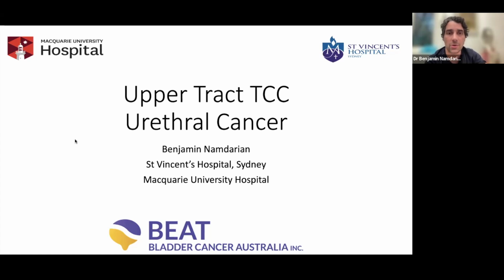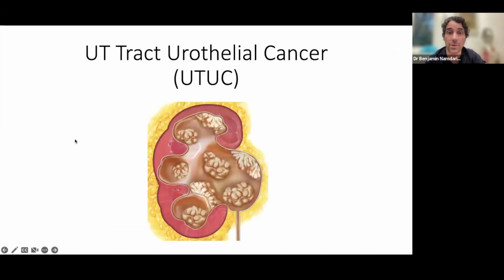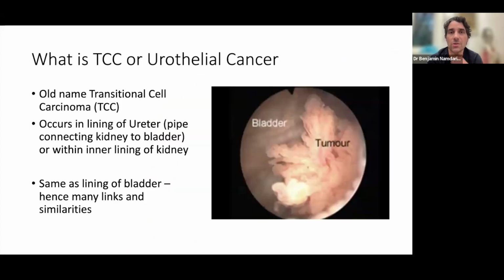So I'm just going to make sure I click through this. We'll start with upper tract urothelial carcinoma. There was a bit of a nomenclature change a few years ago, and we still use it somewhat interchangeably. A TCC, or transitional cell, is basically the same as urothelial cancer, and they just like to change the name, but it's the same disease process.